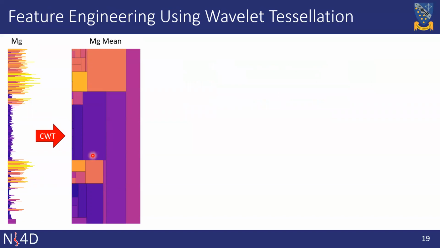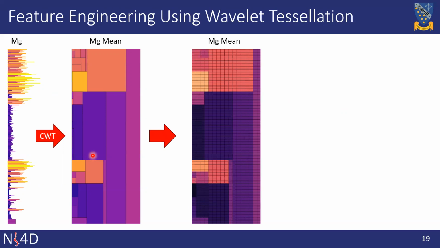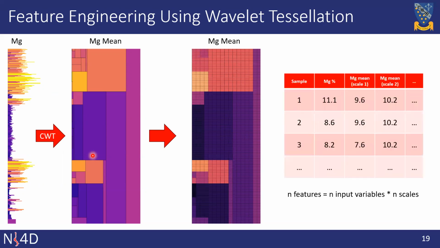The approach that I took, and there's various ways we could have done this, was to essentially, for want of a better word, discretize this wavelet tessellation diagram. So essentially we get the output as a table of data where we have our original sample values for every sample that we've taken with our pXRF, and then an extra column for each one of these scales where, within that interval, we've taken the mean of the downhole trace. So the resulting number of features is your number of input variables times the number of scales. If we've got 20 elements that we're using, and then we extract 10 scales, we'll end up with 200 features as opposed to 20 features.